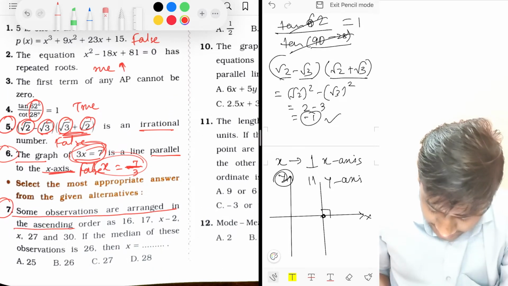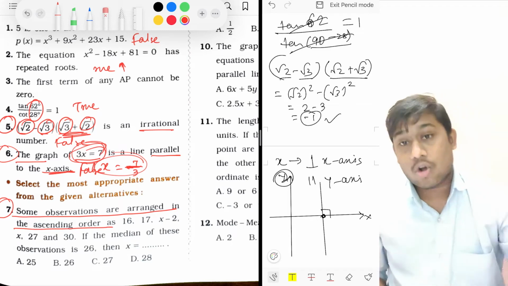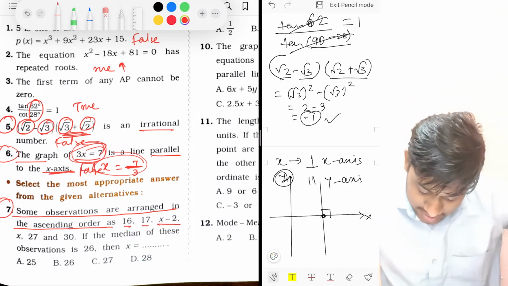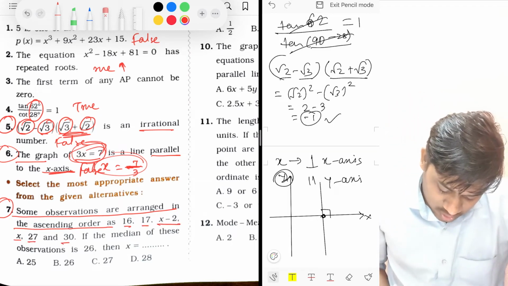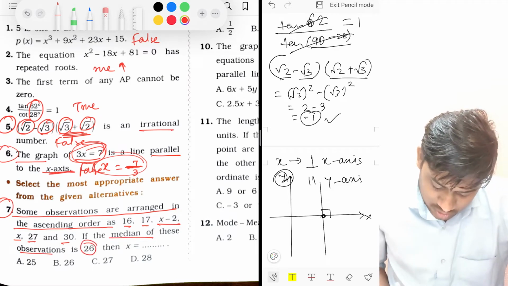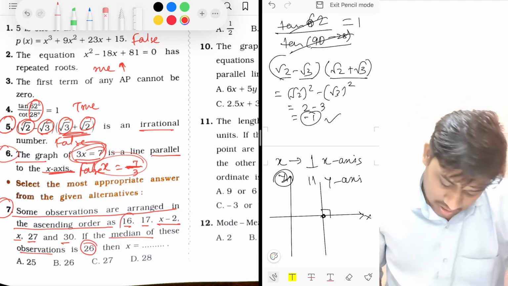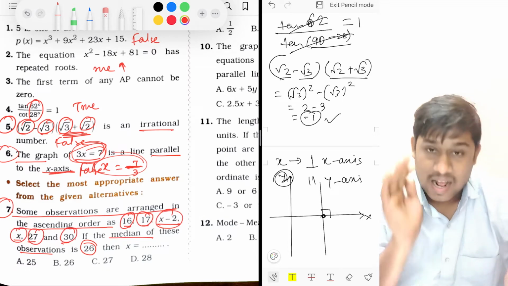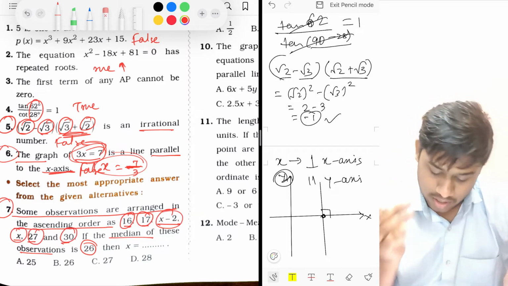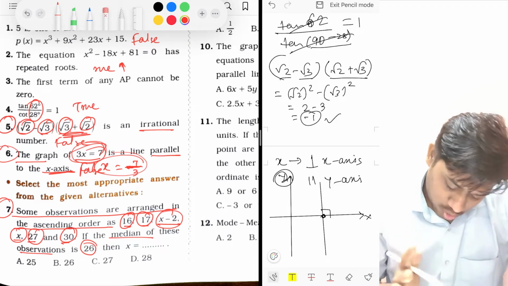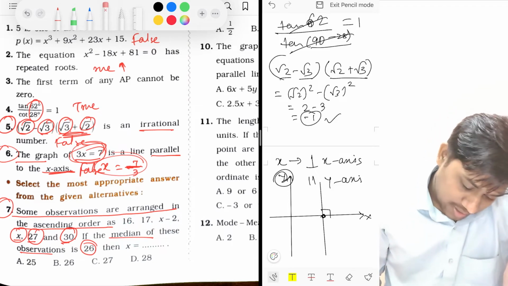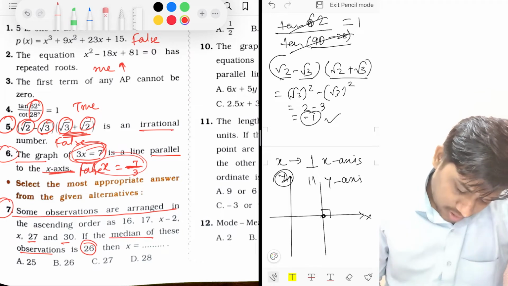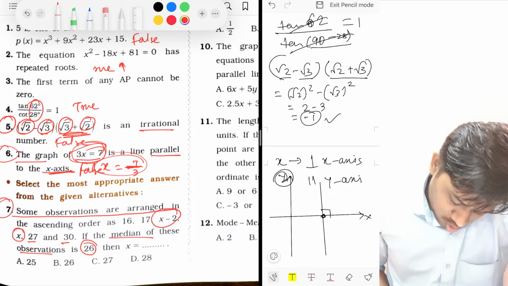Some observations are arranged in the ascending order. It is already arranged in ascending order: 16, 17, x minus 2, x, 27 and 30. If the median of this observation is 26. Okay, and let's see the observations. 1, 2, 3, 4, 5, 6. There are 6 observations. It means an even number. So the two middle numbers are x minus 2 and x.